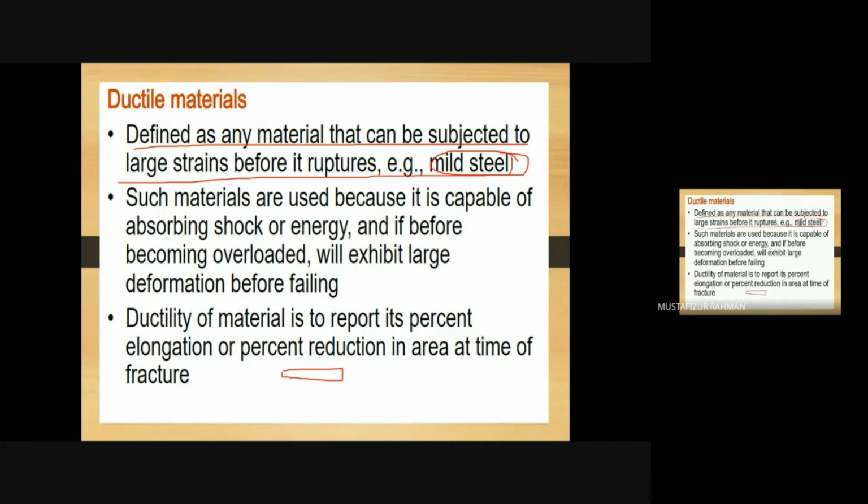So this is our initial length, and for example, it can extend up to something like this before it fails. That is a ductile material. If it cannot, it is a brittle material, which we know already. So how are we comparing how ductile a material is? We conduct the tension test through the universal testing machine and find out the percentage elongation, and that will tell us how ductile it is. That way we can compare one material with another.